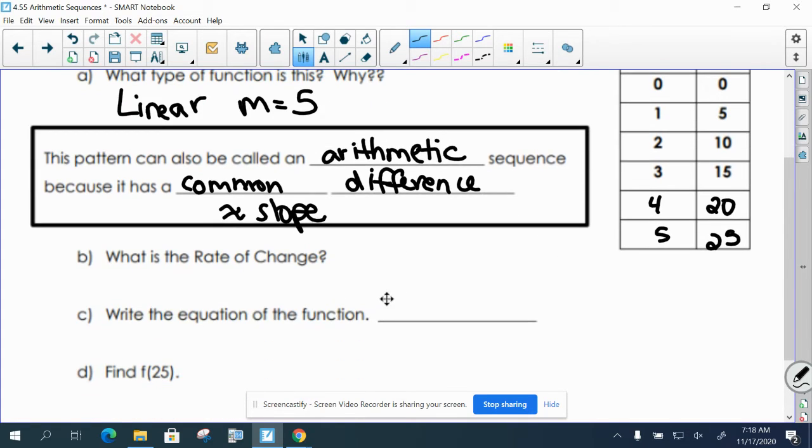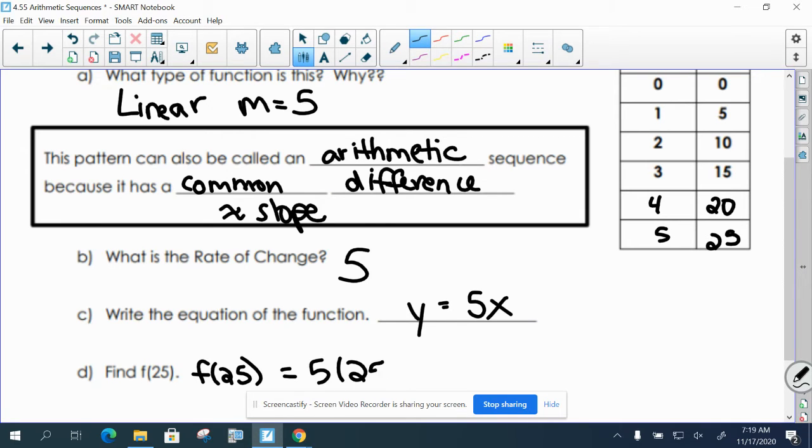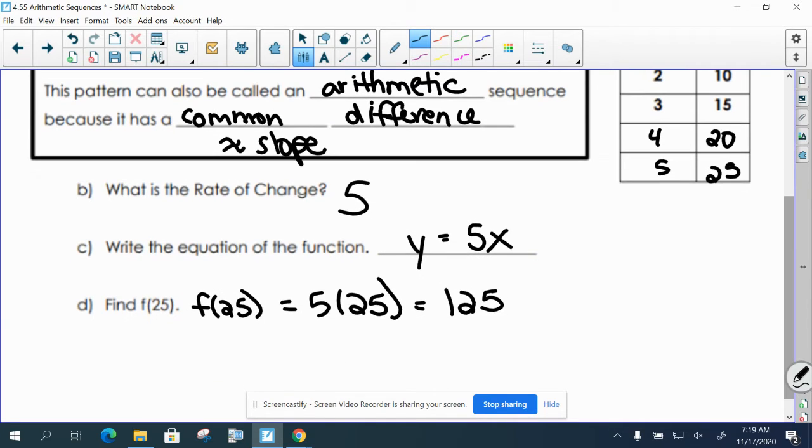What is the rate of change? That would be 5 because that's the slope. And then write the equation of the function. So here our equation, the y-intercept is 0 and the slope is 5 because when x is 0, y is 0. So the equation would be y equals 5x. So find f of 25. Well, we would just plug in 25 for x. So 5 times 25 is equal to 125.